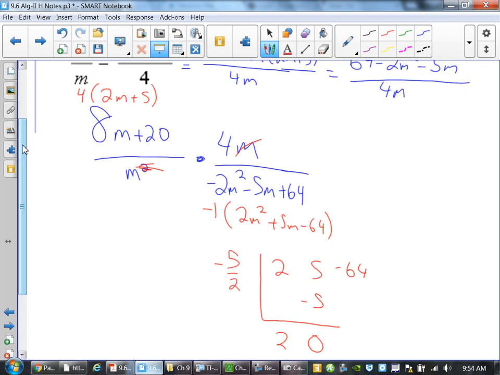Okay? What we're doing here is we're using those rules from the polynomials from back in chapter 2 and trying to see if it's going to work. Okay? It's just one of those little shortcuts. All right? So then you're basically done. There's really nothing else that you can do. You've got your 4 times the 8m plus 20 over the m times the -1, 2m squared, 5m minus 64.